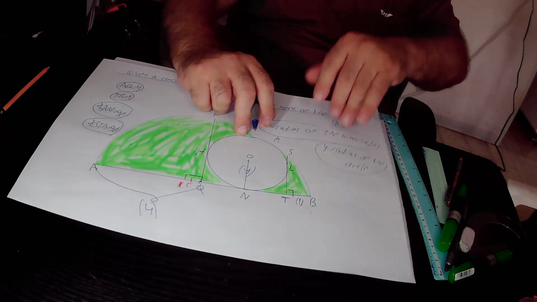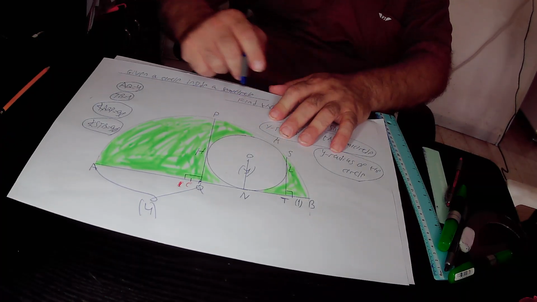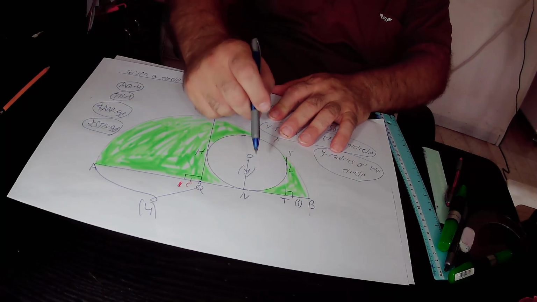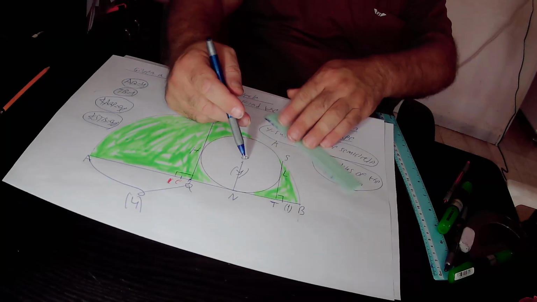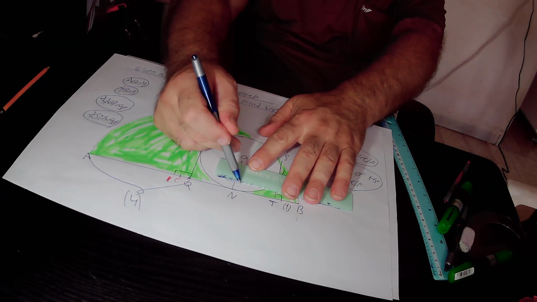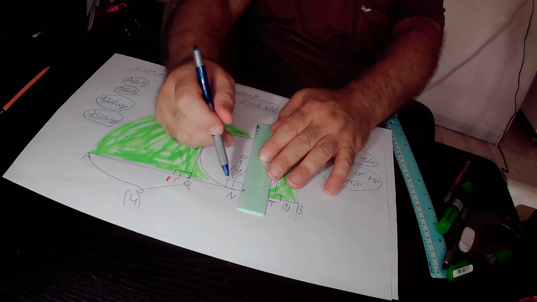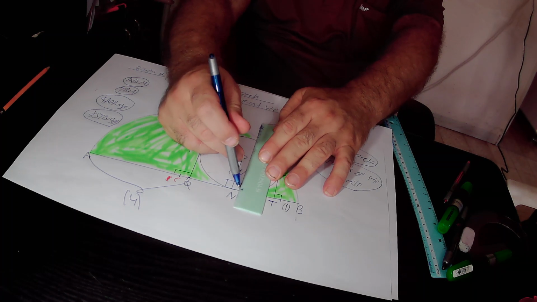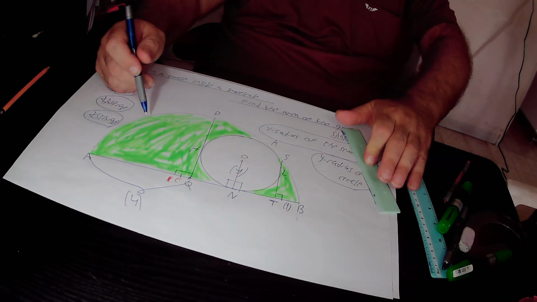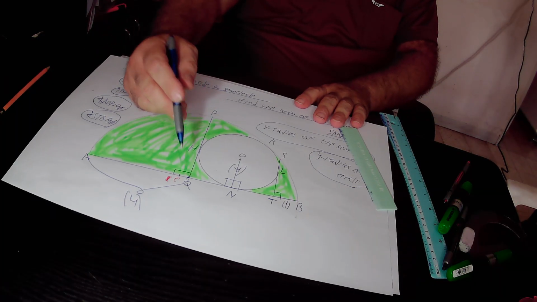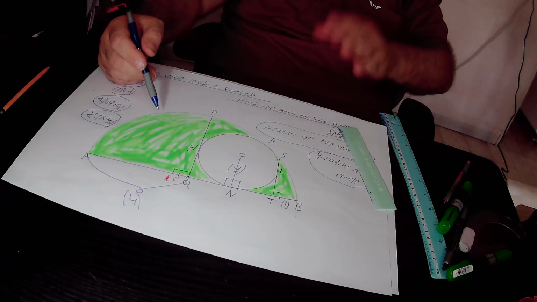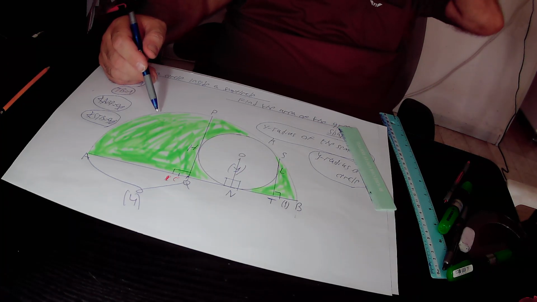And whenever you have a radius that is drawn to the point of tangency, then tangent AB will be perpendicular to the radius NO. If AB is perpendicular to NO, it means that this angle equals 90 degrees, and this angle also equals 90 degrees according to rule 1. This is angle PQA, that is a right angle according to what is given in the question.